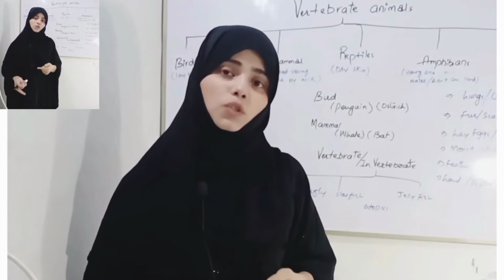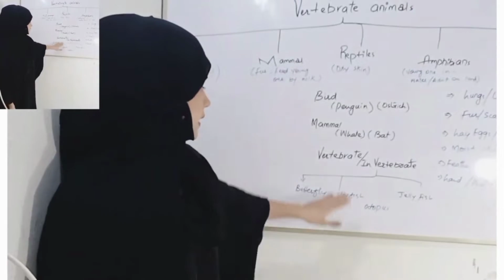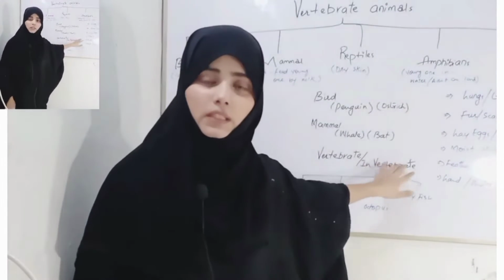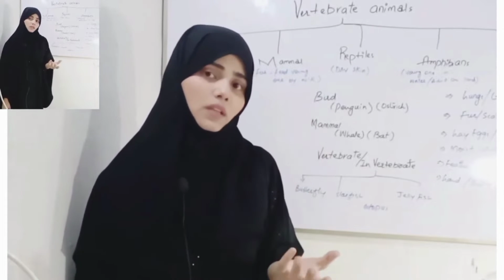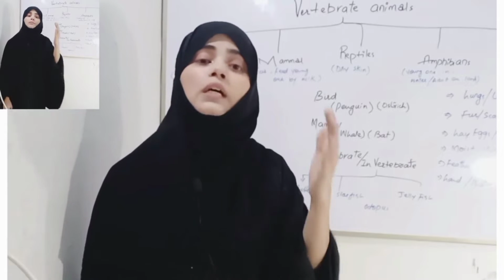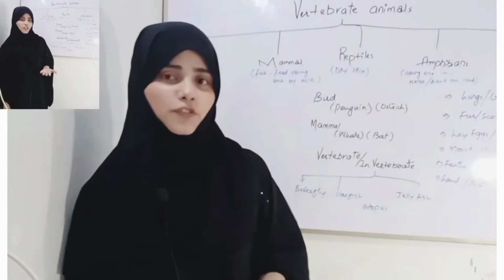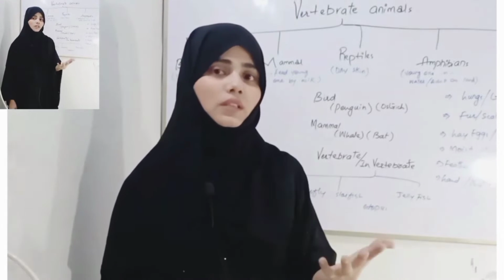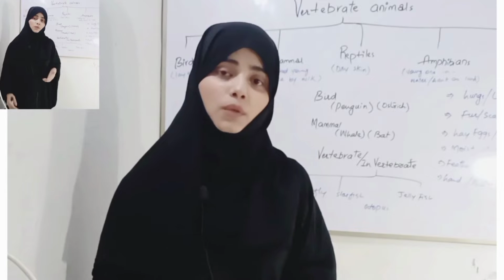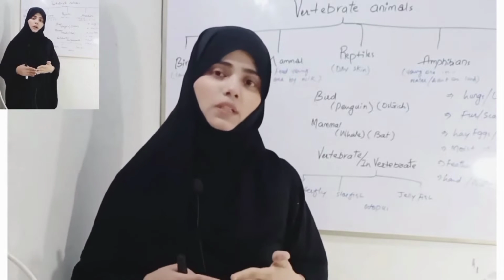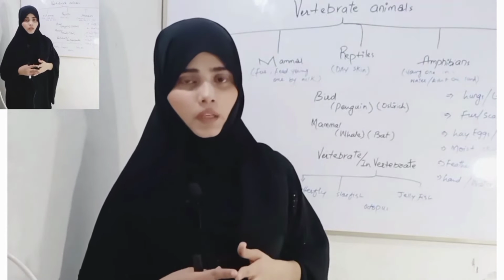And those animals which do not have a vertebral column are called invertebrate animals. Invertebrate, as the name indicates, means they do not have a backbone, they do not have a vertebral column, such as jellyfish, octopus, squid, butterflies, starfish. These are the animals which do not have a vertebral column. That is why we call them invertebrate animals.